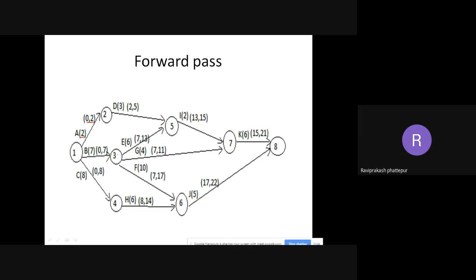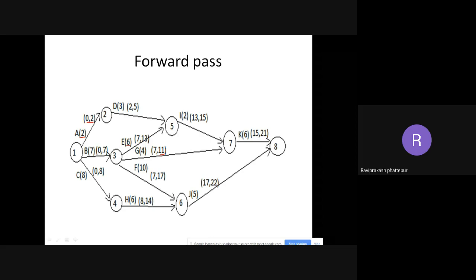So coming to activity E. Here, if you see, it will start after B. B will end at 7. So 7 plus the duration required for E, which is 6. So 7 plus 6 is 13. I have to write it on top. Next, coming to activity G. G again starts after B. That means it will start at 7 plus 4 is 11. Okay, so it is 11 here.